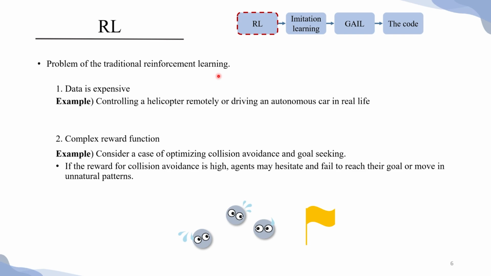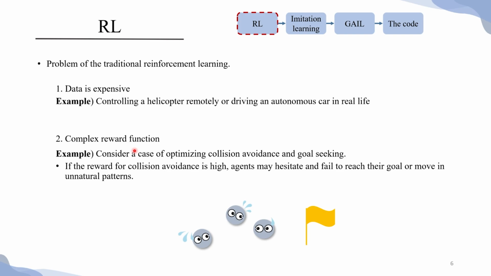Reinforcement learning works well when it's easy to complete the task or when there is a lot of successful data. But what if data is expensive? For example, think about controlling a helicopter remotely or driving an autonomous car in real life. If something goes wrong, it can be very costly.